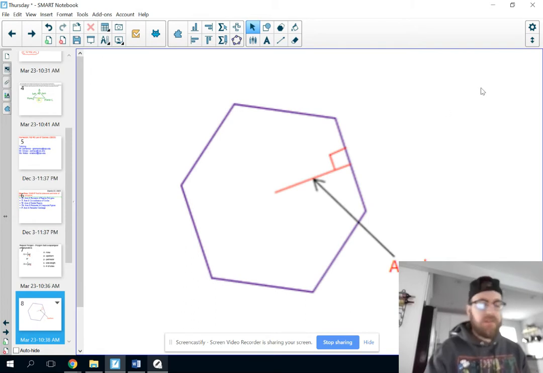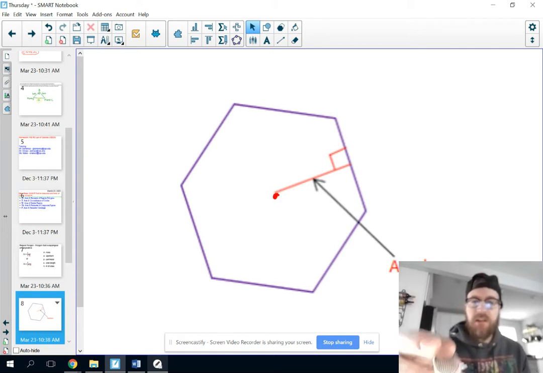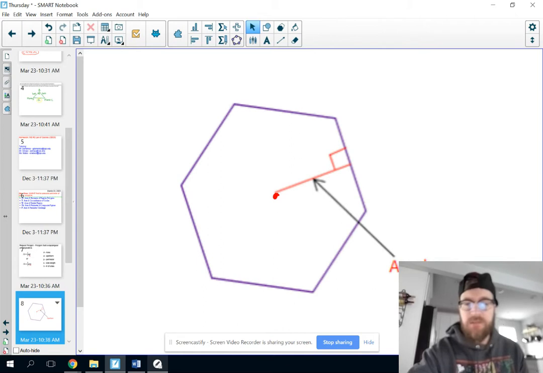So our apothem is basically like a radius of a regular polygon. It always starts at the midpoint of one of the sides, it's perpendicular to that side, and it goes to the center of the polygon. If we were to draw a circle circumscribed around the polygon, touching all of the vertices, the apothem would go to the center of that circle. But that's essentially what you're looking for with the apothem.